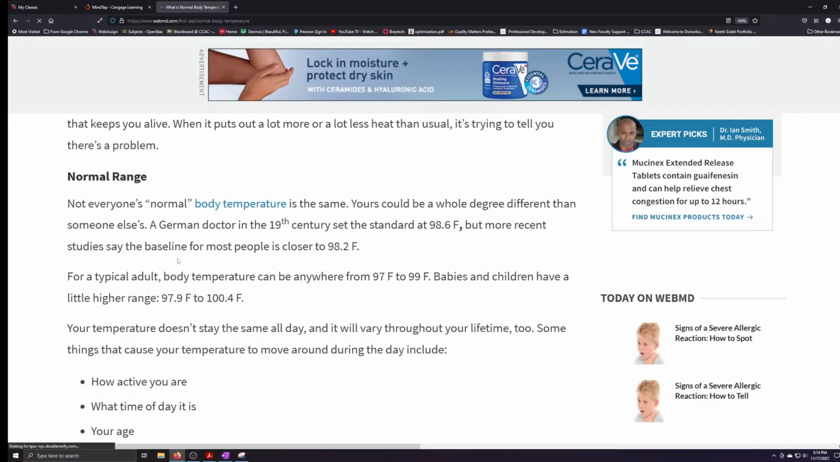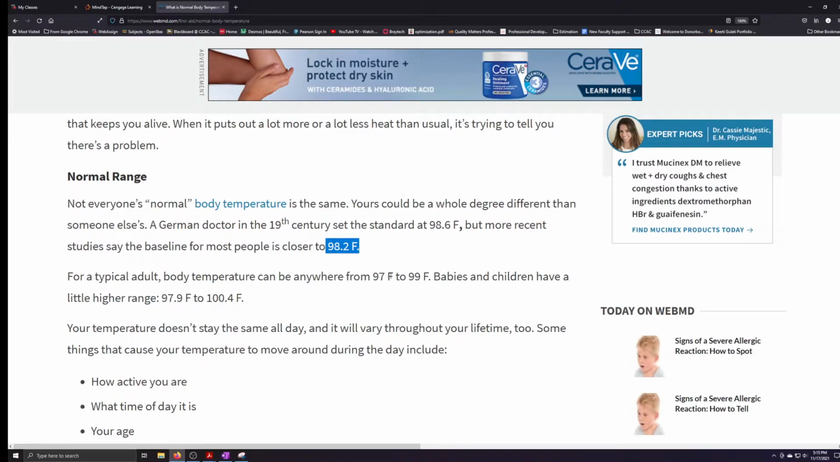Within the first couple paragraphs: not everyone's normal body temperature is the same. Yours could be a whole degree different from someone else's. German doctor in the 19th century set the standard at 98.6, but more recent studies say the baseline for most people is closer to 98.2. In fact, for a typical adult, body temperature can be anywhere between 97 and 99 degrees Fahrenheit, with babies and children even a little bit higher than that, or a little bit more of a range, okay?